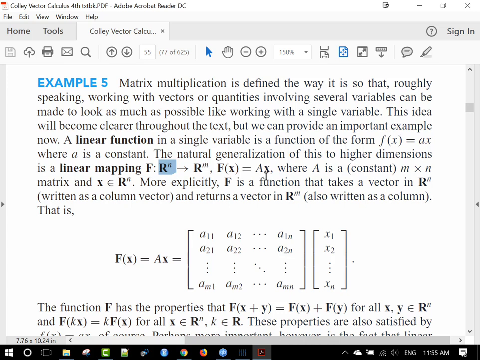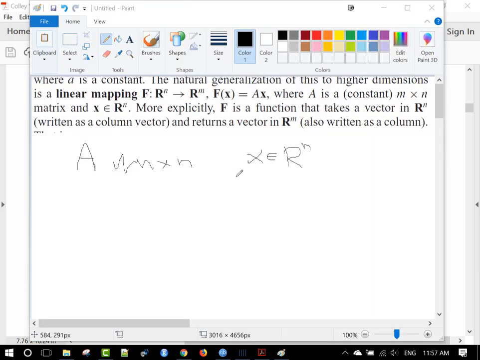So does this make sense? If I multiply this x from Rn by an m by n matrix, so A is an m by n, and x is in Rn. Does this work? How many rows does x have? Remember, typically we speak of a vector as being vertical. So it has n rows, right? And how many columns? It has one column. And this is m by n, so this matches, so that's okay.